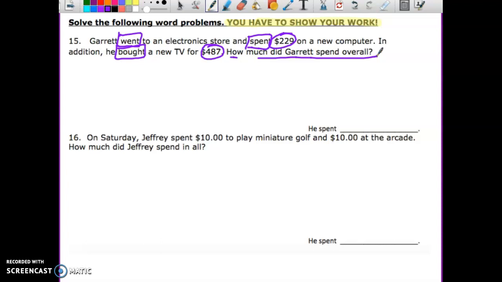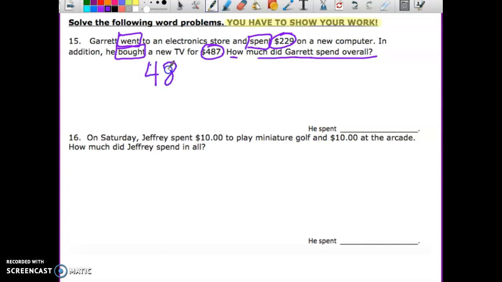This one really tripped them up, and I'm not sure what the issue was, but I had to act out with several of them. Okay, you're going to be the cashier, and I'm going to buy this computer for this amount and this TV for this amount. What is my total bill? How much do I need to spend in all? They were wanting to subtract instead of add.